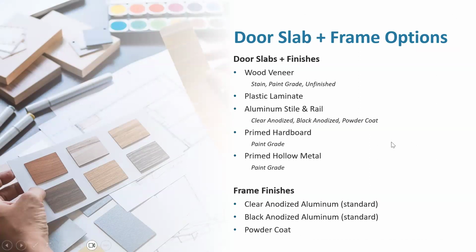As far as the frame, again, it's kind of endless. The standards are going to be a black anodized or a clear anodized. But if you had a Sherwin-Williams color where you need a match, we can do any kind of powder coat on the frame as well.